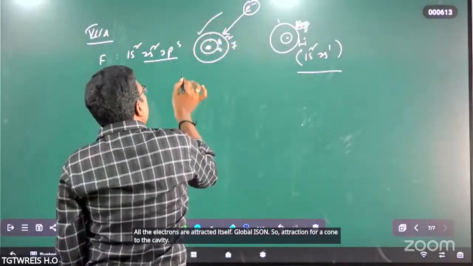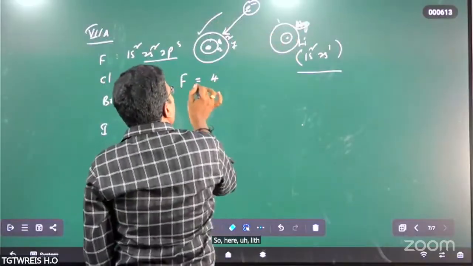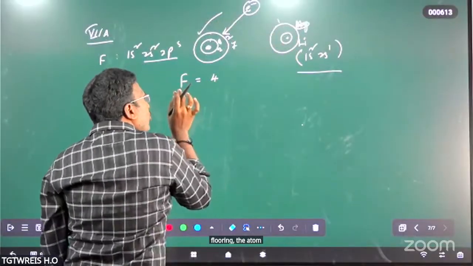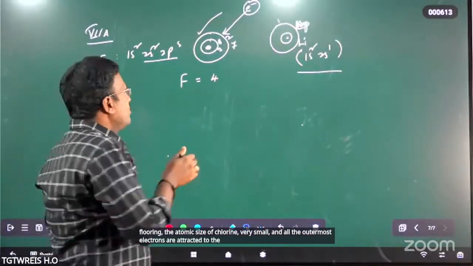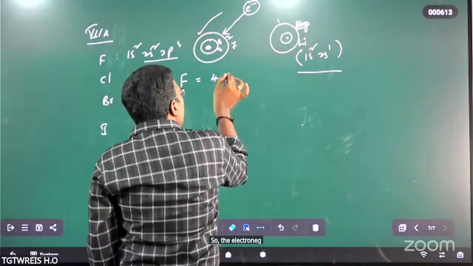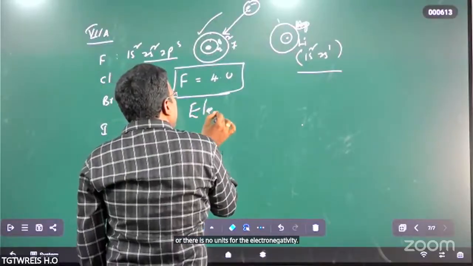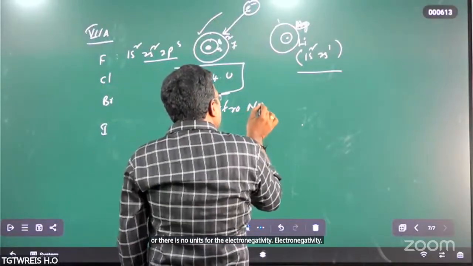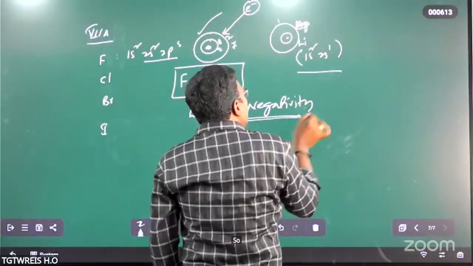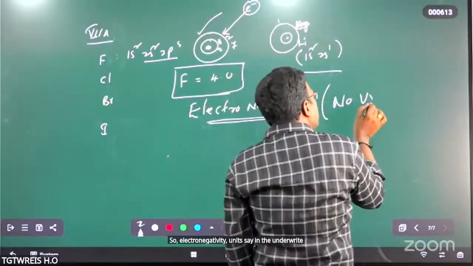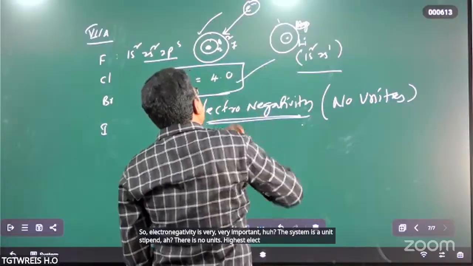Therefore fluorine has more electronegativity than lithium, because the atomic size of fluorine is very small and all the outermost electrons are attracted to the nucleus. So the electronegativity of fluorine is 4. There are no units for electronegativity. Very, very important: whatever you like, there are no units. The element with the highest electronegativity is fluorine.